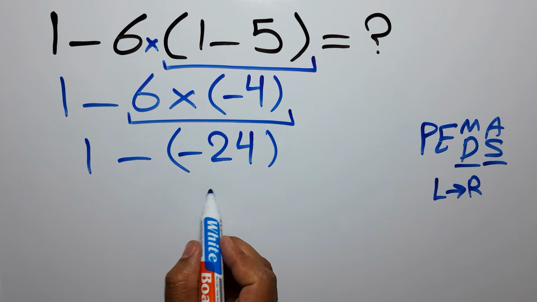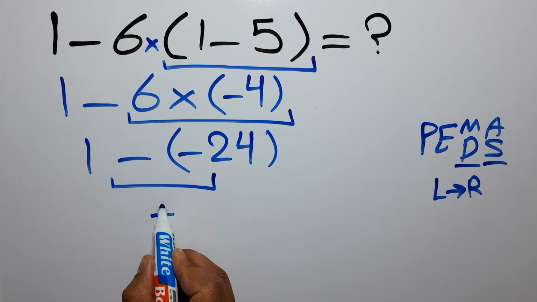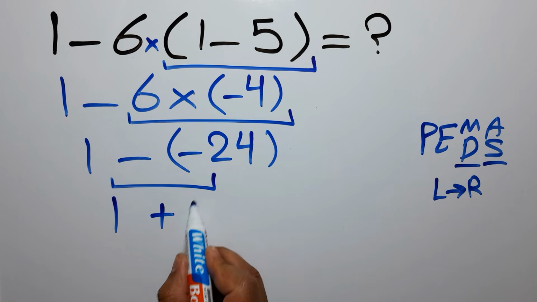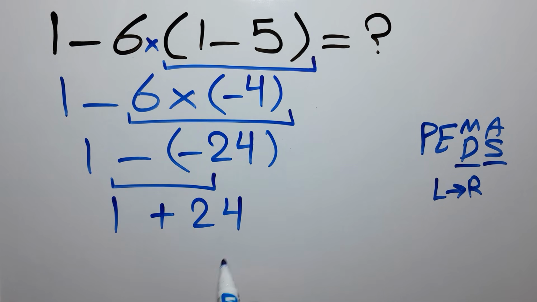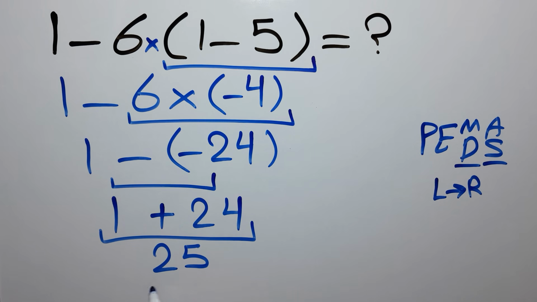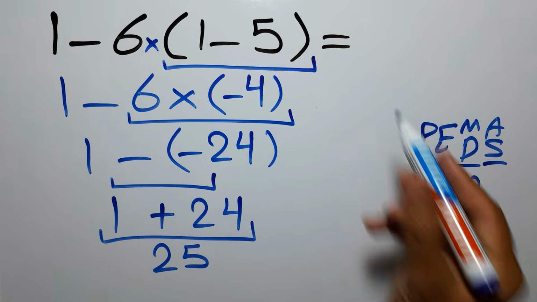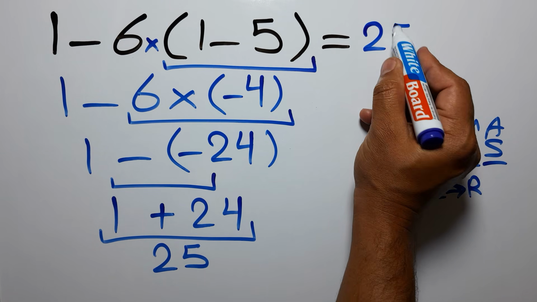Now negative times negative gives us positive. So we have 1 plus 24, which equals 25. And this is our final answer to this problem. The correct answer is 25.